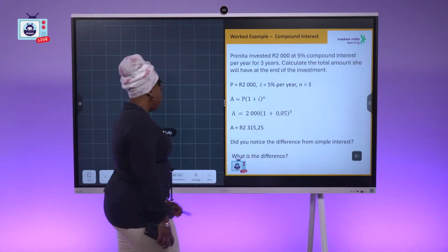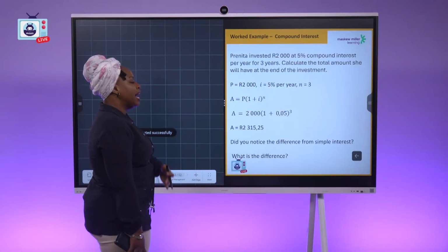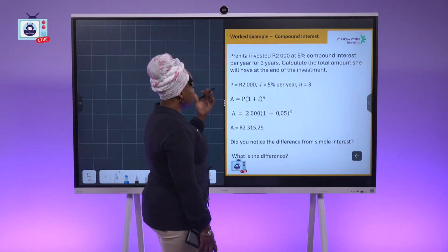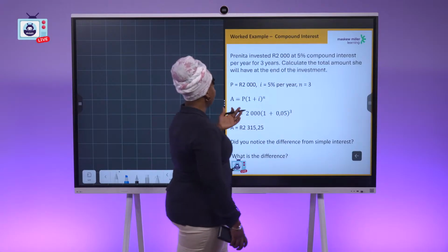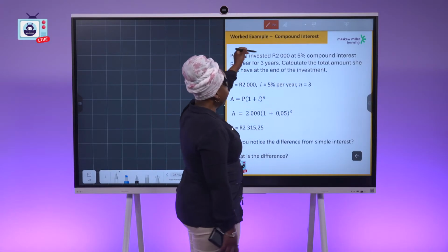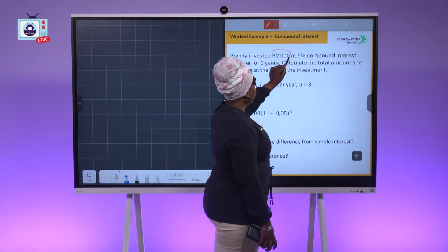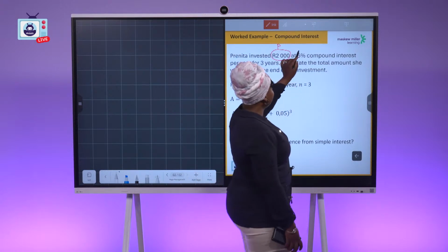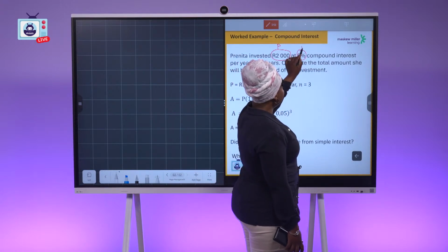The similar approach we can do when we are looking at the compound interest. Same question, same year, same P, and same everything. So we can read and start analyzing it as well. So Prenita invested how much? 2,000. That is our P. And then at a rate of how much? 5%. That is our I.